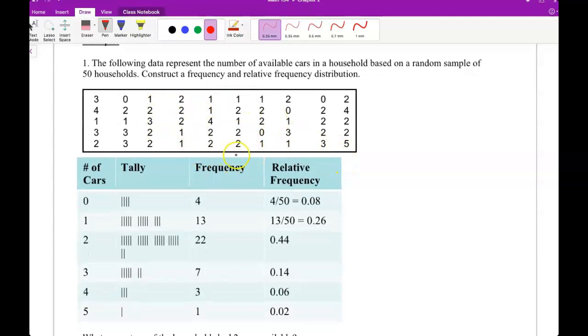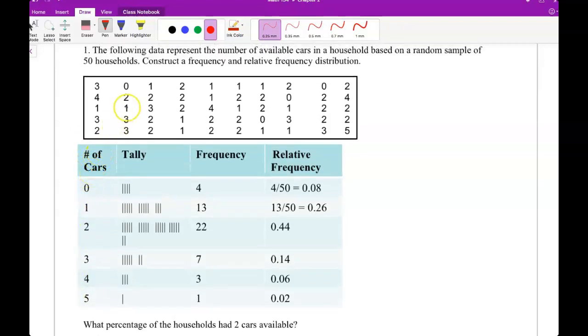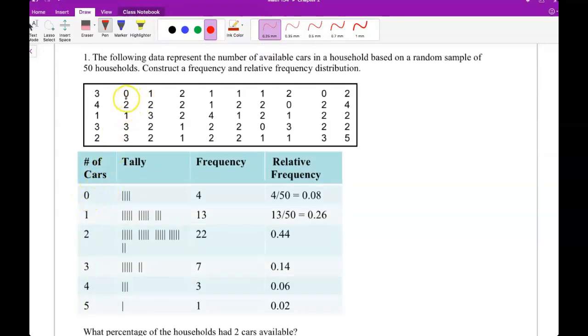Okay, so we have all this data and we already have this information for frequency and relative frequency. The first column is number of cars. Here we have 0. See how many zeros we have in this table. We have 1, 2, 3, and 4. The second column we used for tally, and the third one for frequency. So how many times we have that 0 in this table is 4 times. The next one, number of cars is 1.